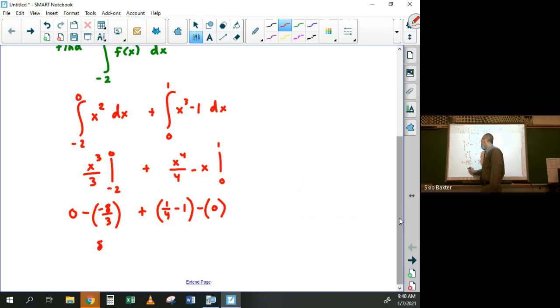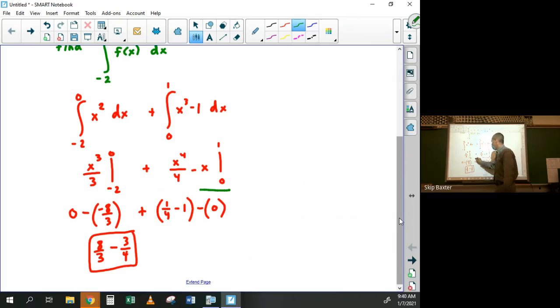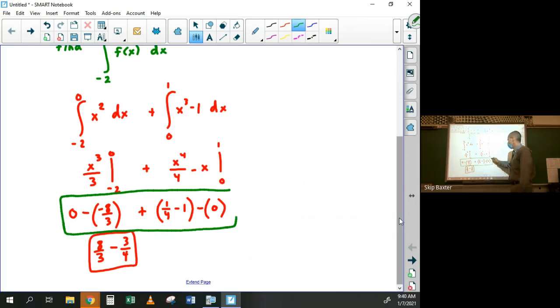But if it's non-calculator, you've got to be careful about signs. This is just going to be 8/3 plus 1/4 minus 1, which is actually -3/4. So 8/3 minus 3/4. And then you'd have to get a common denominator and whatever. Okay? In fact, if this was free response, I would actually just leave it just like that. That would be full credit. Okay?